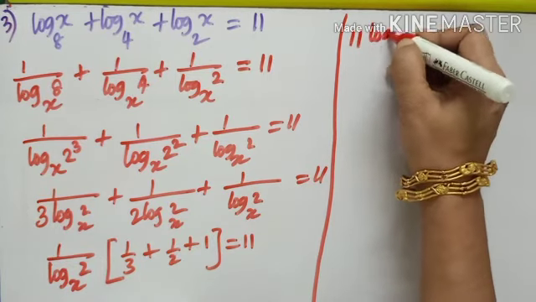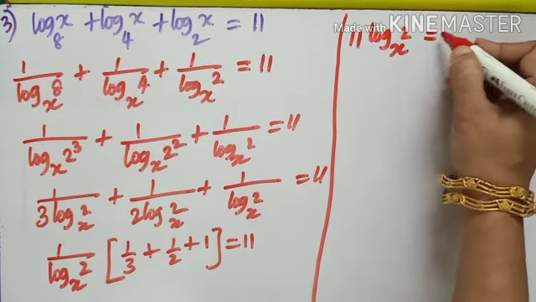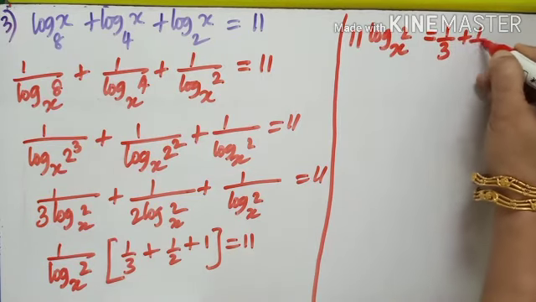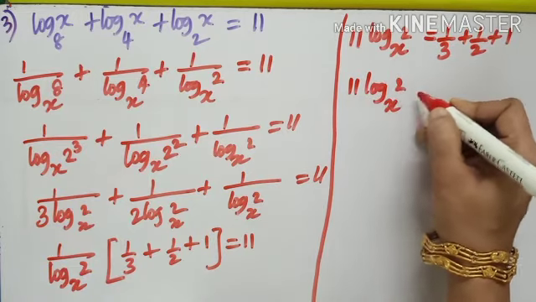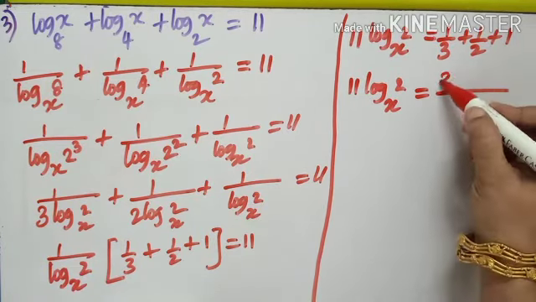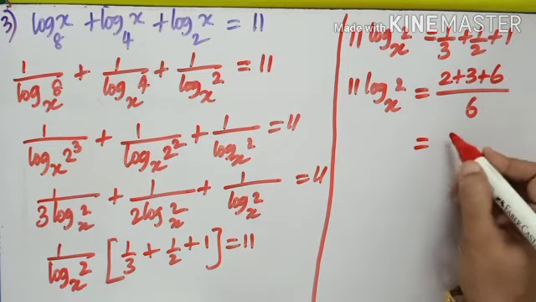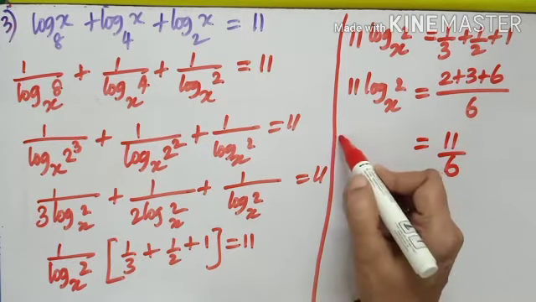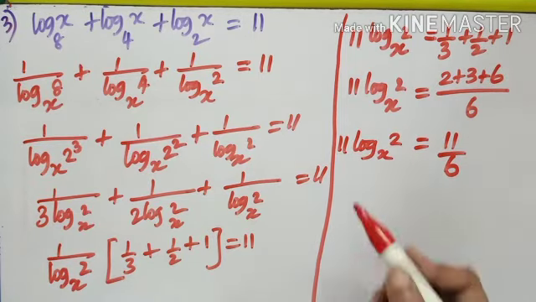11 log 2 base x. We have cross multiplied: equals 1 by 3 plus 1 by 2 plus 1. 11 log 2 base x equals 11 by 6, where 6 is the LCM. Cross multiply: it is 2 plus 3. 3 2s are 6. So we get 11 by 6 is 11 log 2 base x.